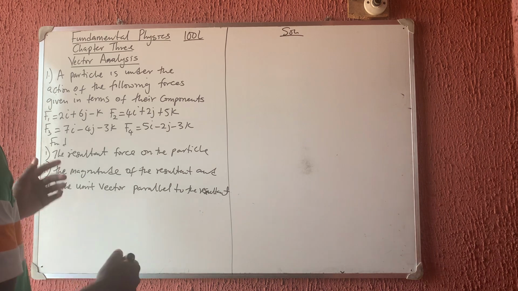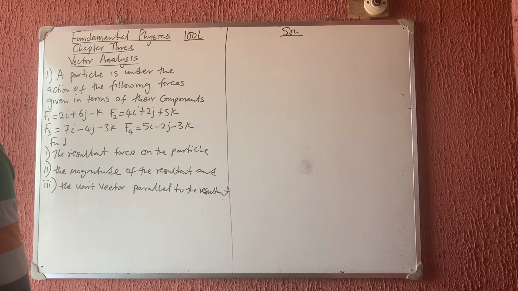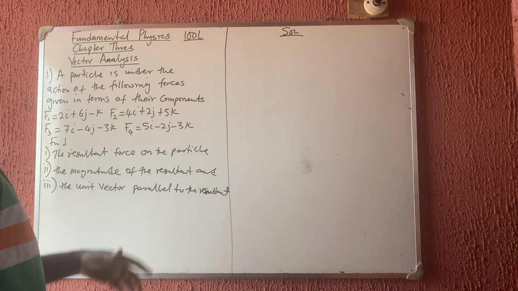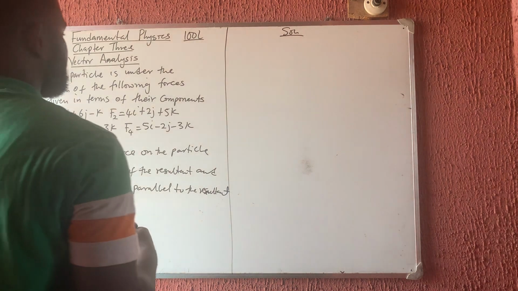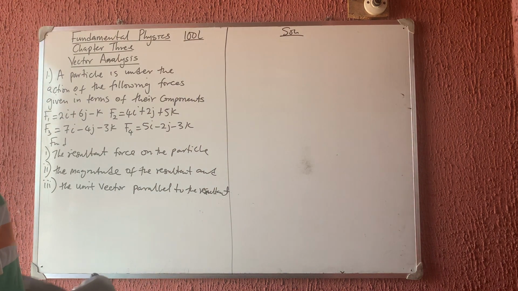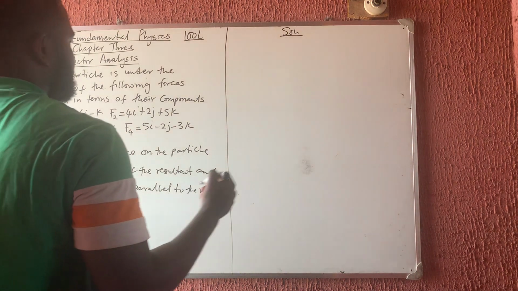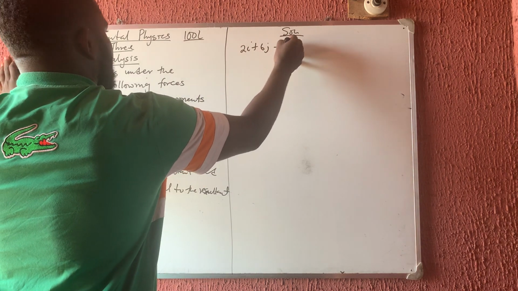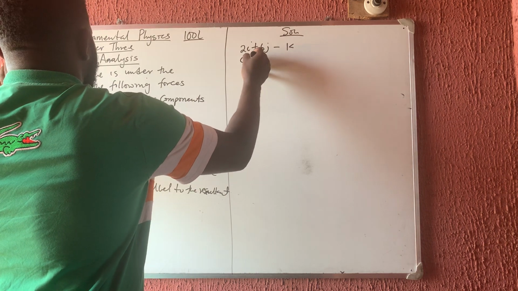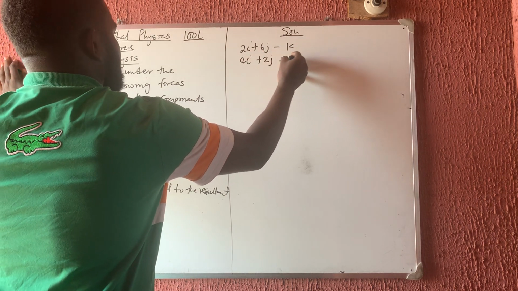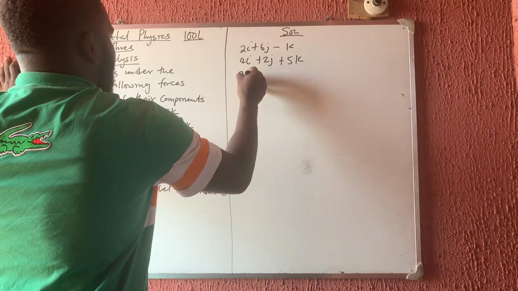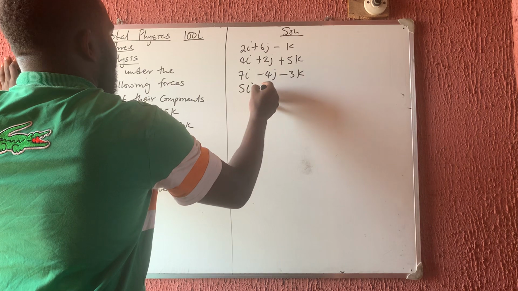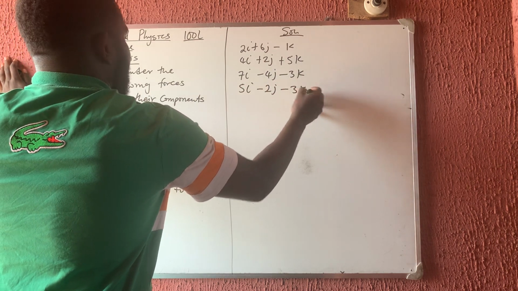The first question says that a particle is under the action of three forces, and the following forces are given. Then it says we should find the resultant of the forces. Now we have the first force, the second force, the third force, and the fourth one. The resultant is simply to add them up. So I have 2i plus 6j minus k, and then 4i plus 2j plus 5k, and then 7i minus 4j minus 3k, and then 5i minus 2j minus 3k.